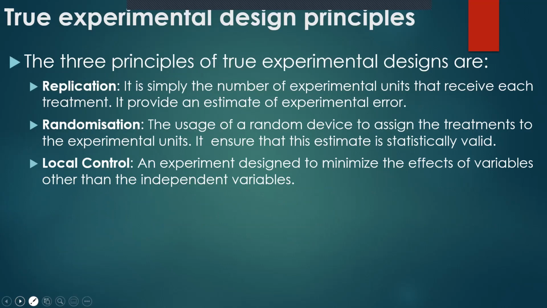So for those who are doing experiments, these are the three principles that you must have. You must have replication. All those who are doing experiments in the lab, in the field, or using instruments, you must have replicates. Okay? Replicate means you must do it more than once, at different times.